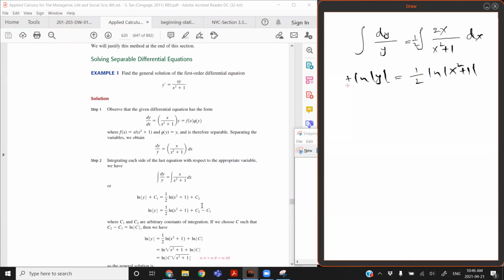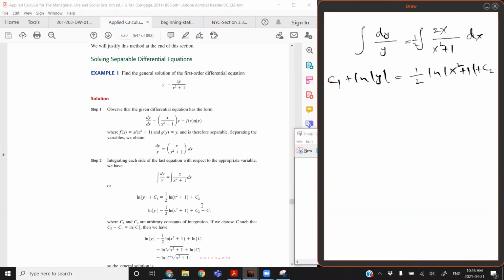And then here you can have a plus c1. On the other side, you can have a plus c2. Normally you have a plus c, but since c1 and c2 are independent arbitrary numbers, for the left I'm going to use c1, and for the right, I'm going to use c2. Are we good?